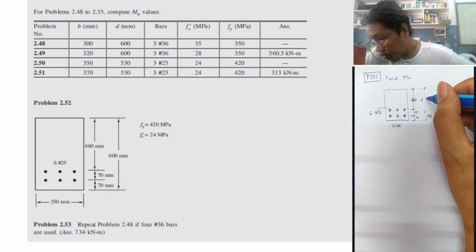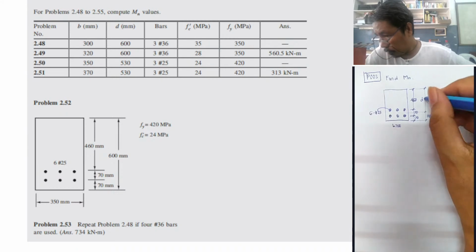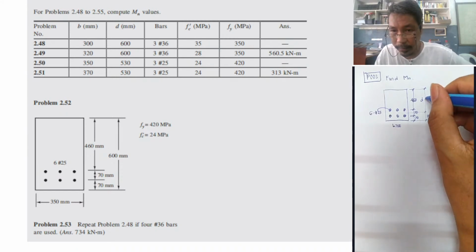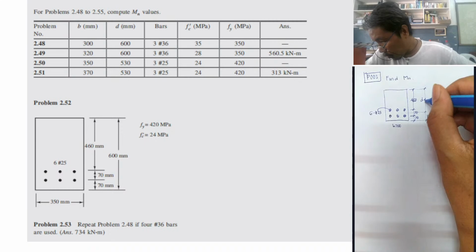And we have a given FC prime, which is 24, and FY is 420. Okay, those are the given. So that's all. So we need to proceed with the solution.